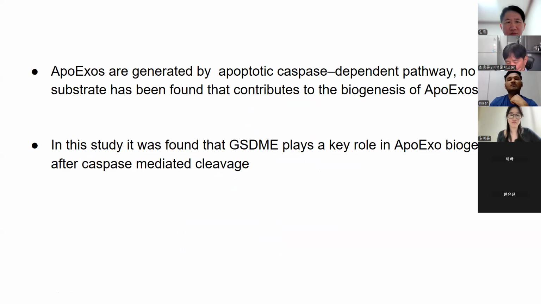Before this study, it was known that the formation of apoptotic exosomes follows an apoptotic caspase-dependent pathway, but no substrate for the caspase was found. In this study, the authors found that gasdermin E plays a key role in apoptotic exosome biogenesis after caspase-mediated cleavage.